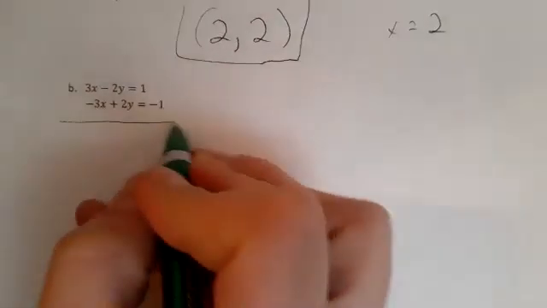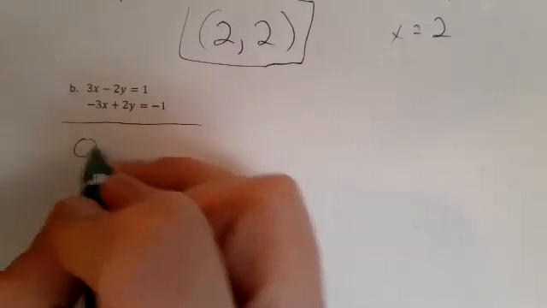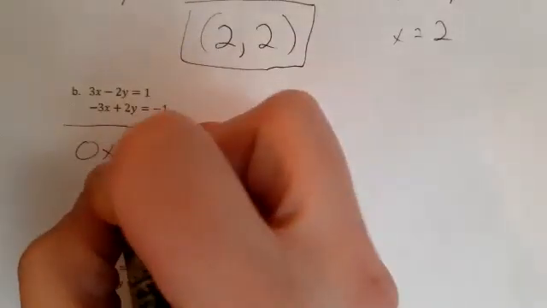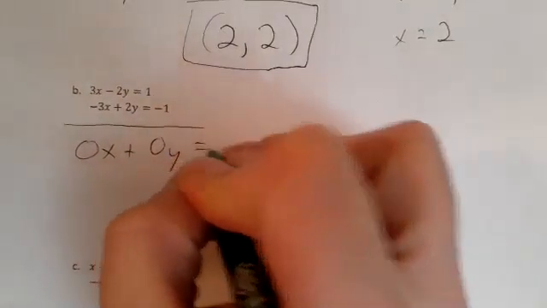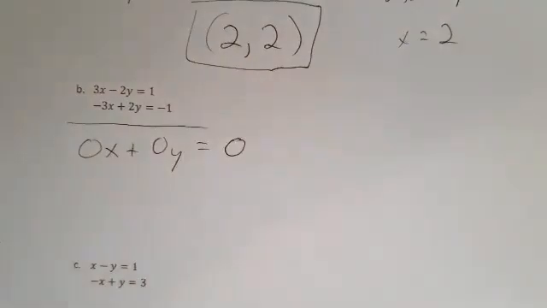Same thing. These are set up really pretty. And so we're adding down. You might notice 3x, and we got a minus 3x. That's giving me no more x's. This is giving me no more y's. 1 and 1 is going to be 0.